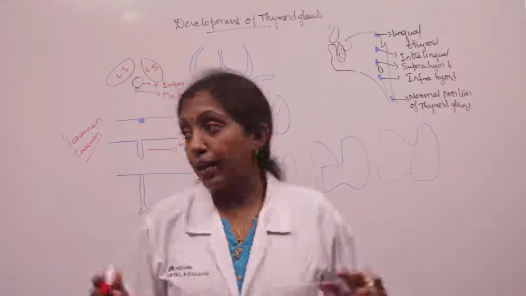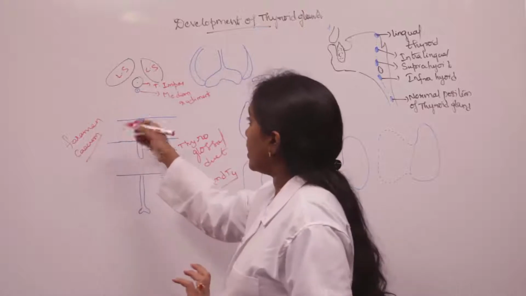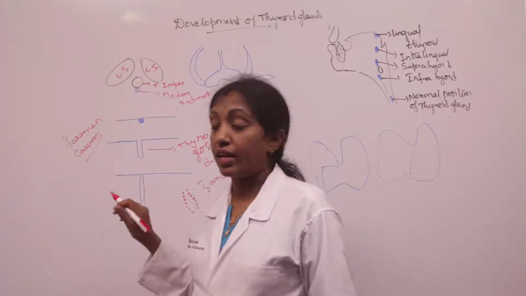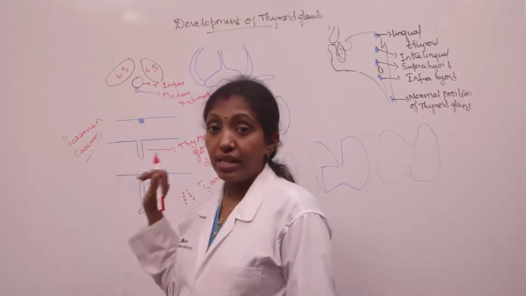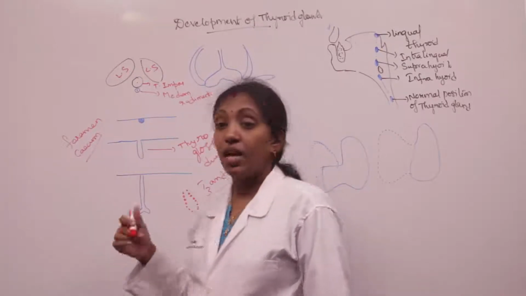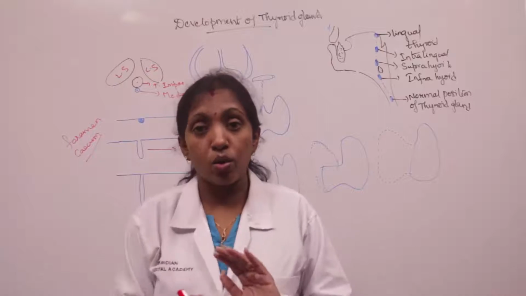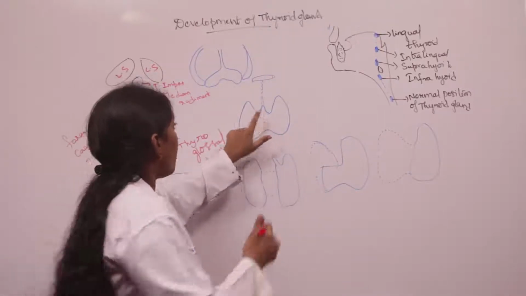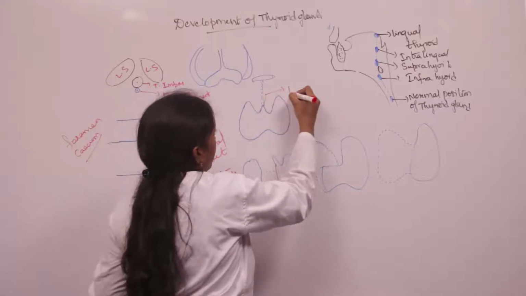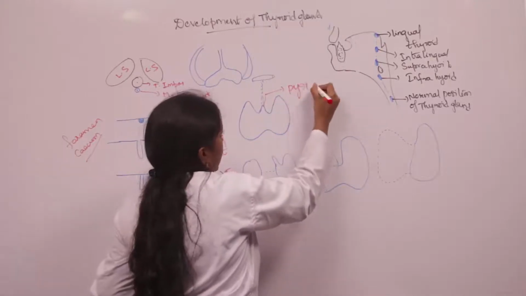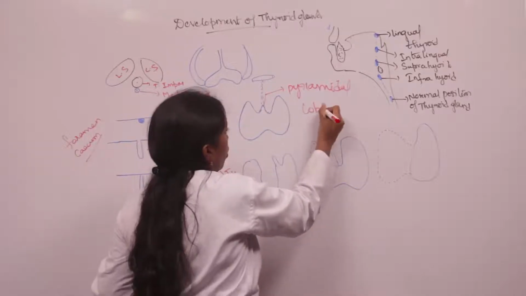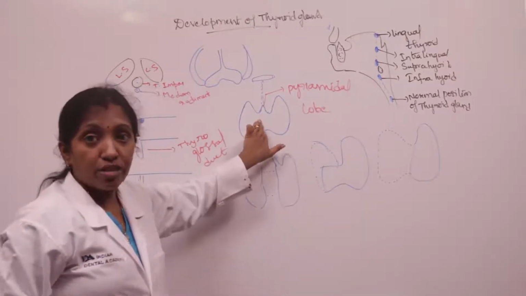The upper part of the thyroglossal duct persists as foramen cecum. And sometimes the lower part of the thyroglossal duct remains, and we call it the pyramidal lobe. This pyramidal lobe may arise from the isthmus of the thyroid.